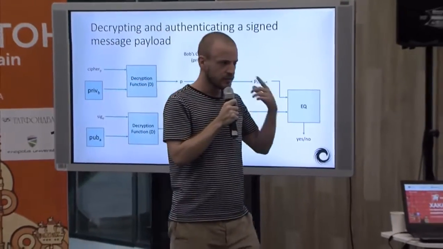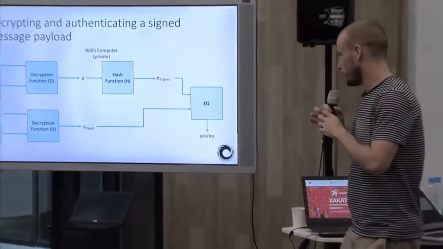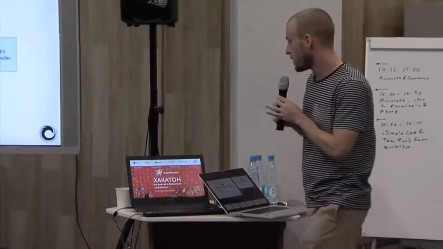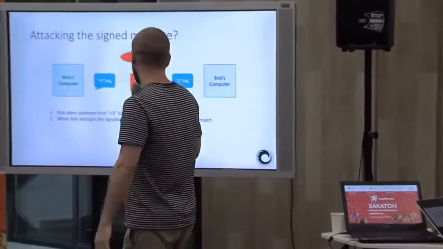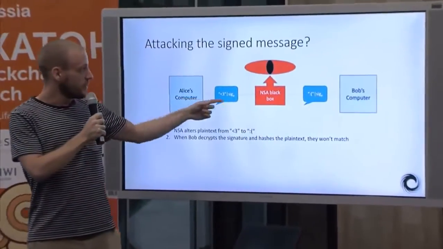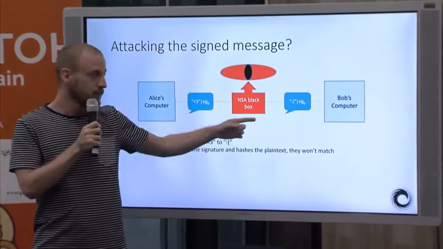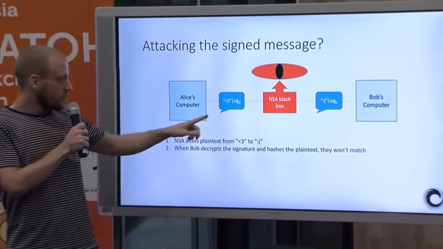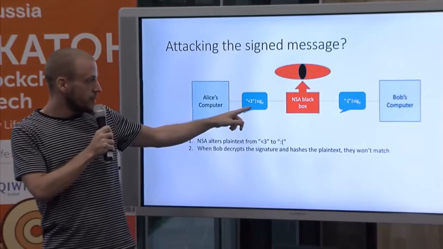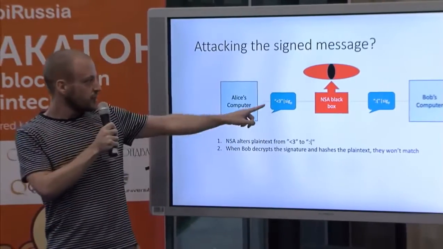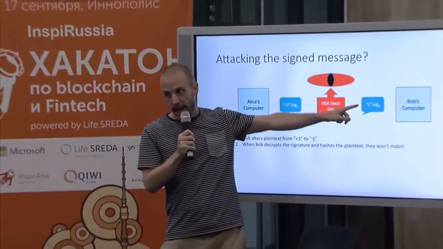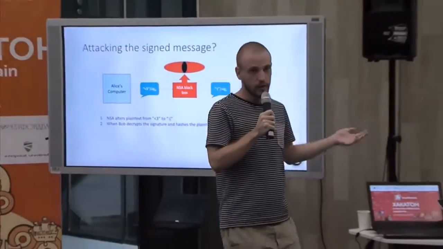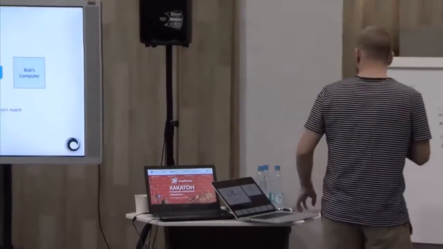So just to prove to yourself that this actually works, we can look at how you might try to attack this system and why it wouldn't work. So let's say the NSA sees this message. Alice is sending a heart. The NSA wants to change it to a frowny face, right? So Bob is going to receive that. When Bob decrypts the signature on this message, that will be a hash of a heart. It will not be a hash of a frowny face. So those things aren't going to match, right?